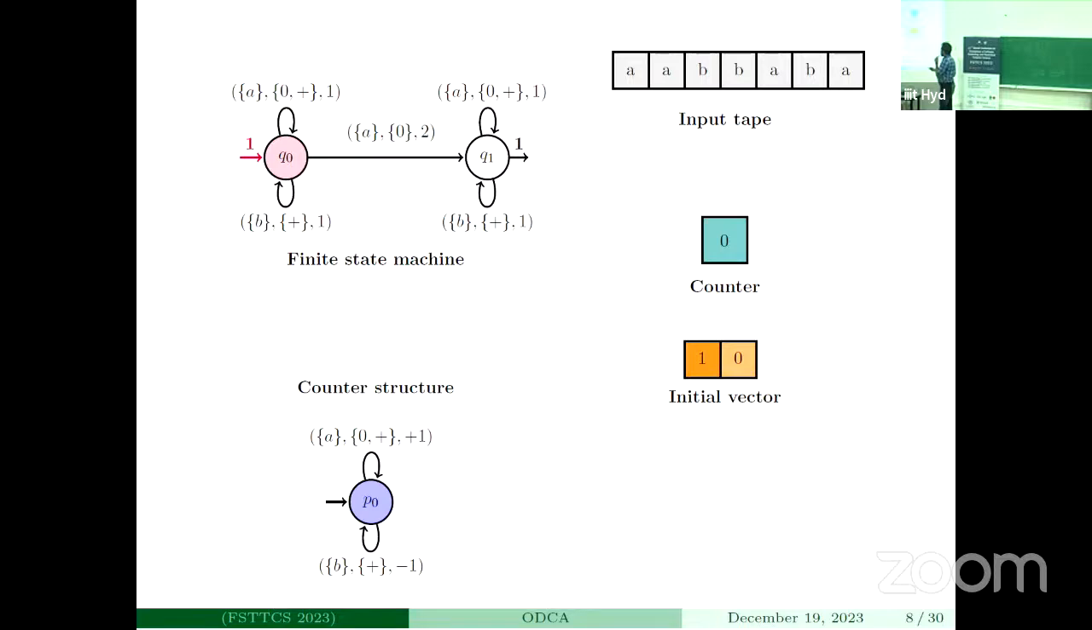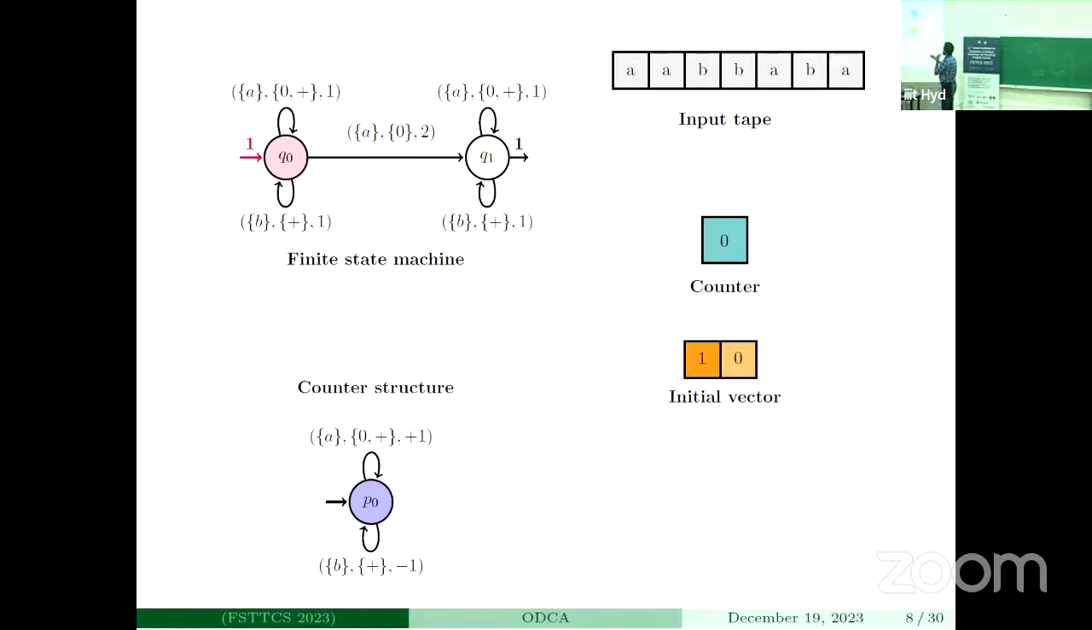On seeing every a, you increment the counter. On seeing every b, you decrement the counter. Your counter structure here has only one state. In the finite state machine part, you have two states, Q0 and Q1, with an initial weight 1 on Q0 and an output weight 1 on Q1. Look at this transition here, marked a, 0, 2. It means this transition can be taken when you read the input letter a from state Q0 if your counter value is 0, and the weight of this transition is 2.